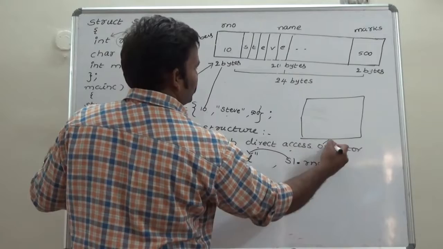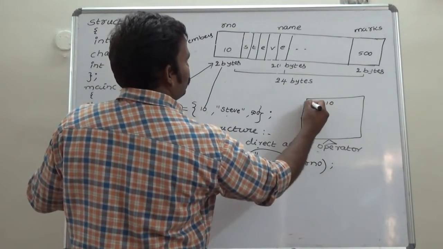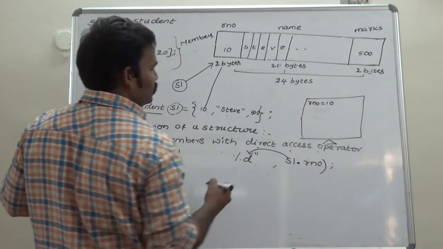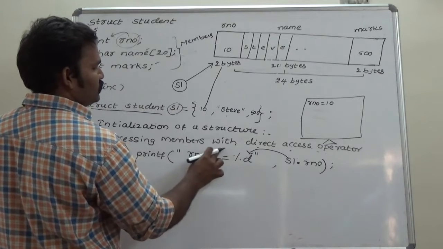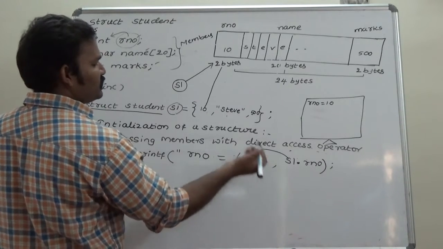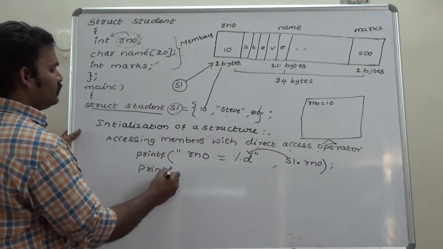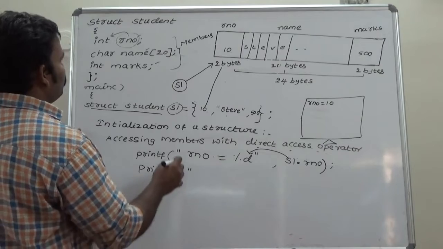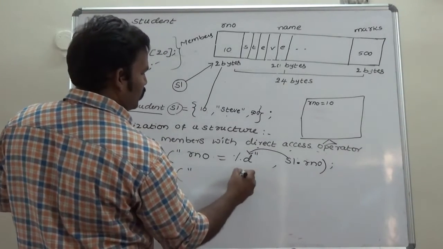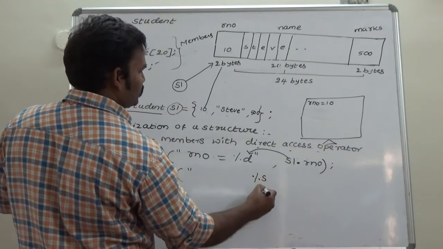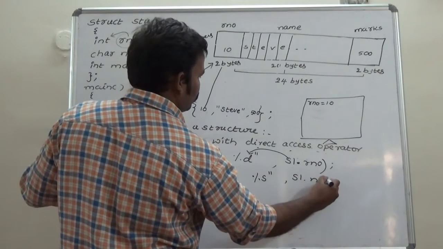This printf statement prints 10. Before 10 I want to display "RNO is equal to", so RNO is equals to %d. Likewise we can access the remaining structure members also. The next member is name, with format specifier %s, comma, S1.name.